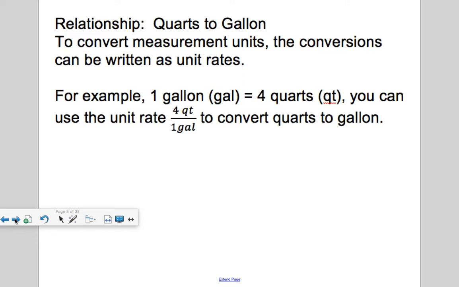So to convert measurement units, conversions can be written as unit rates. For example, a gallon is equivalent to 4 quarts. You can use the unit rate 4 quarts over 1 gallon to convert gallons to quarts.